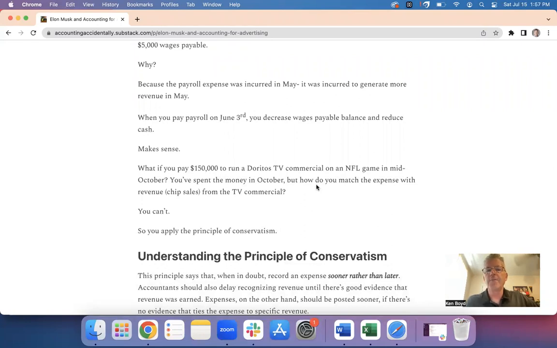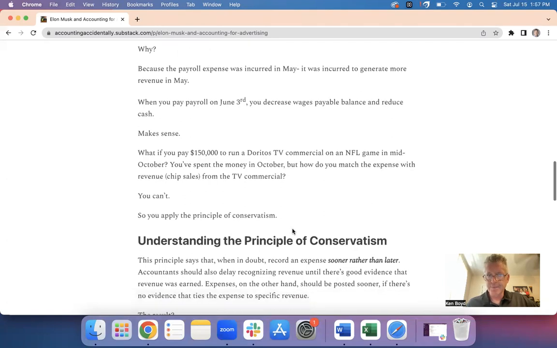Well, what if you decide to pay $150,000 to run a Dorito commercial on an NFL game in mid-October? You spent the money in October, but how do you match the expense with the revenue, which is chip sales that you generate from people seeing the TV commercial? Well, you can't. So you apply in accounting the principle of conservatism.